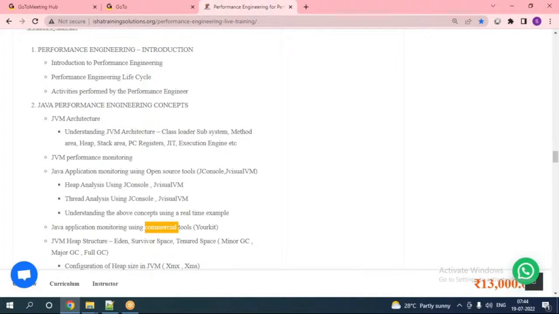Any question? Yes, sir. Go ahead, Deepak. How much knowledge of JMeter is required for this basically? Because I am new to JMeter, so I just want to ask.